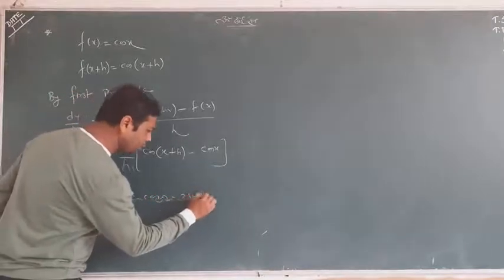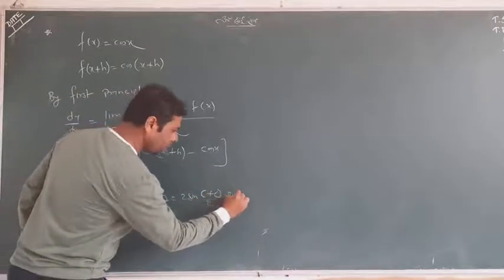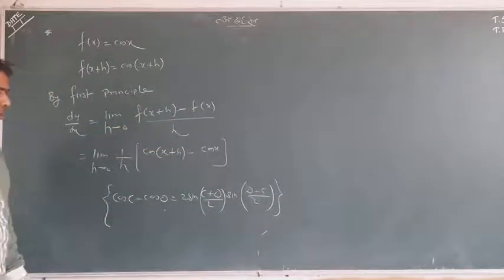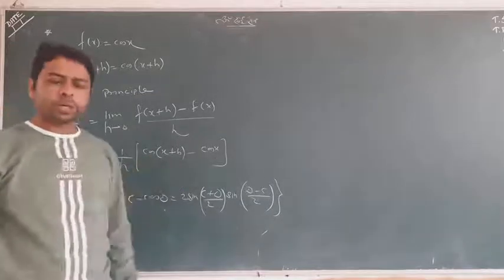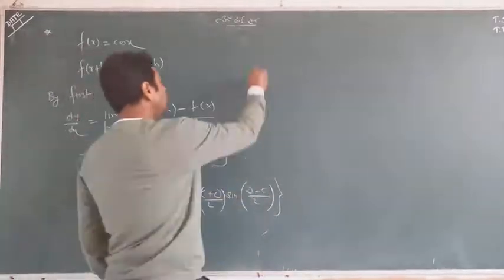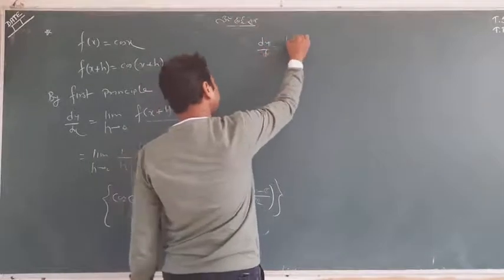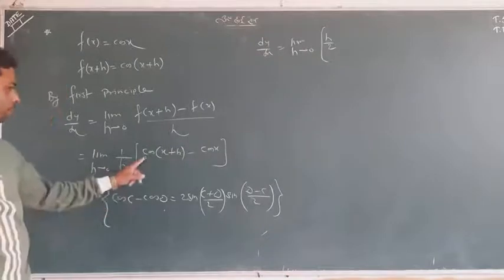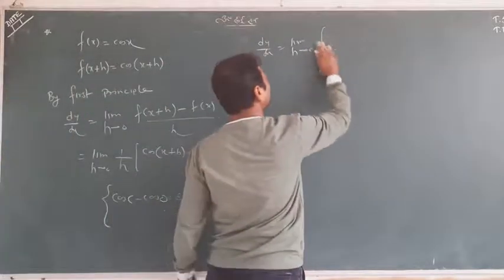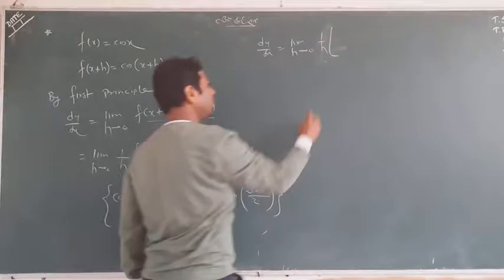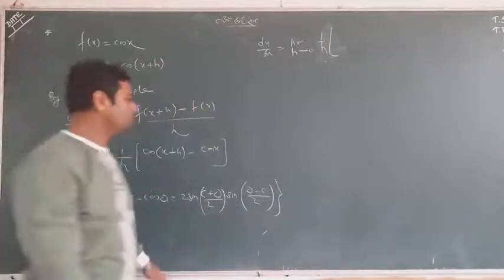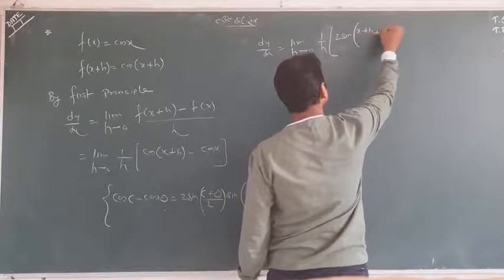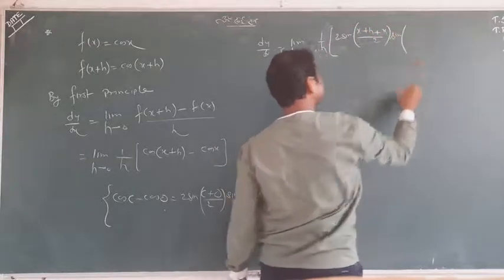So 2 sin of c plus d by 2, sin of d minus c by 2. Try to understand this formula, cos c minus cos d. You can see it in the chapter on trigonometry. The next step will be so easy. Limit h tends to 0, 1 by h, and cos c minus cos d will be this one: 2 sin of c plus d by 2, sin of d minus c by 2.